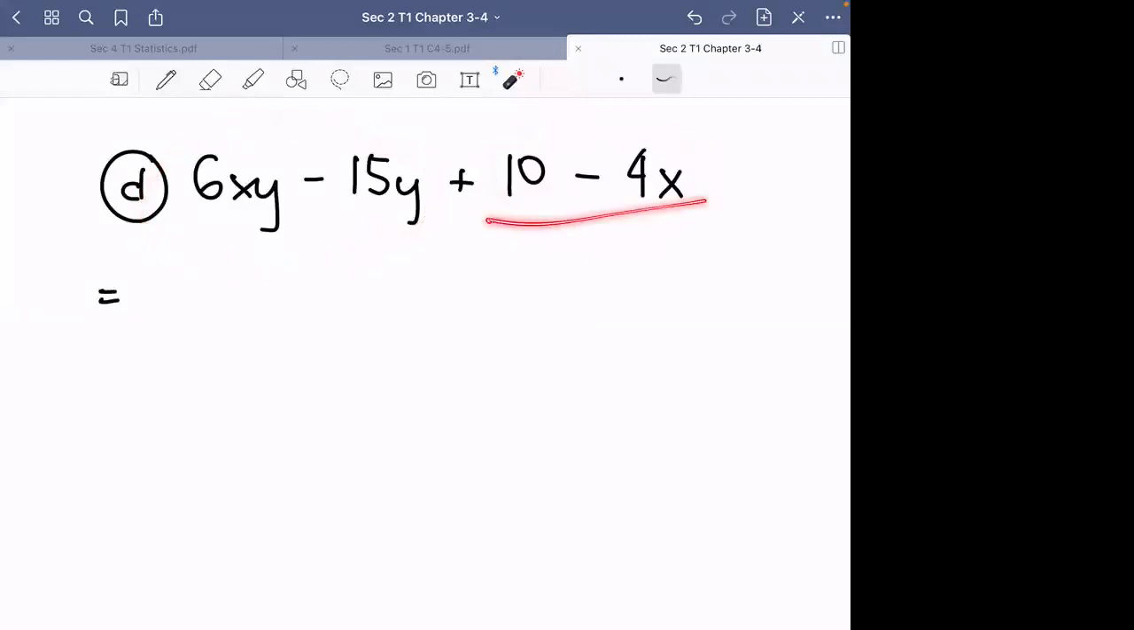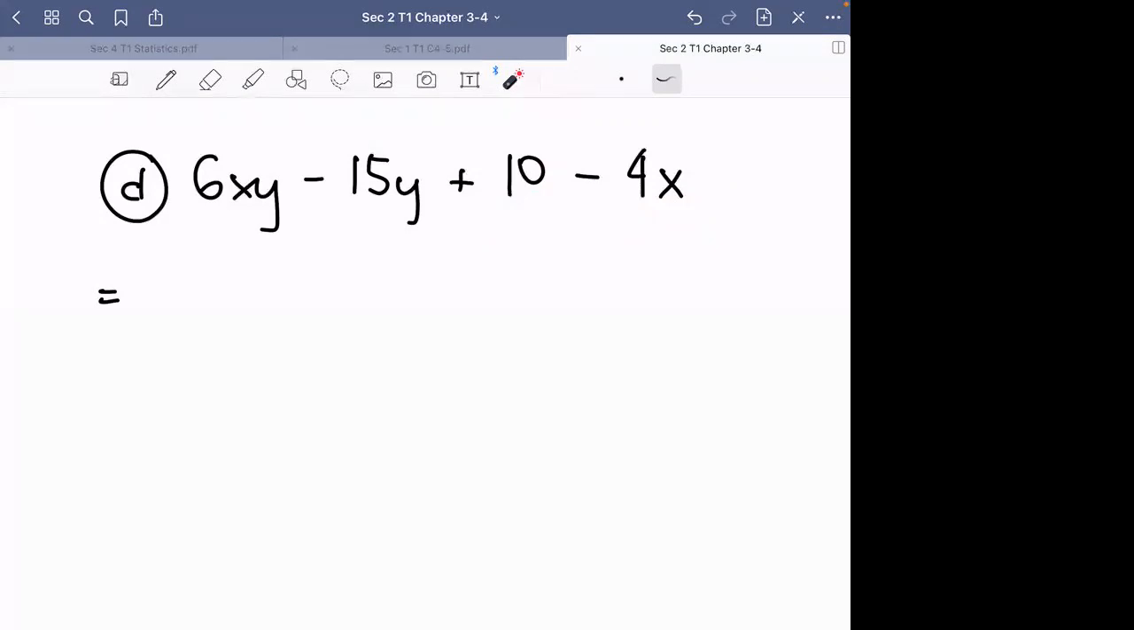Now looking at the second pair, what is their common factor between 10 and 4x? 10 and 4 are both divisible by 2. That's a common factor 2. Wait, that counts? Yes, of course that counts. That's still common to both of them. It doesn't have to be just letters. Even numbers, the HCF of these two numbers also counts.